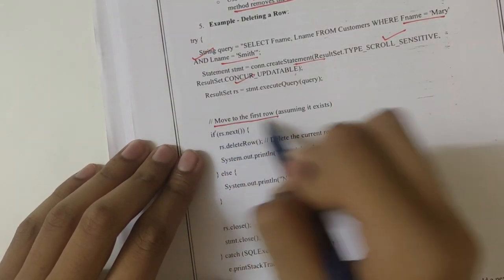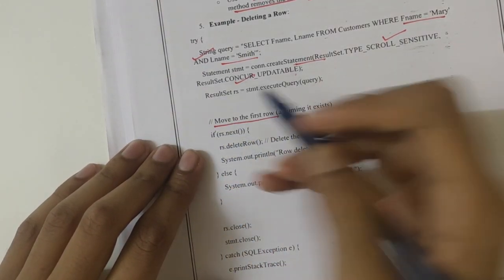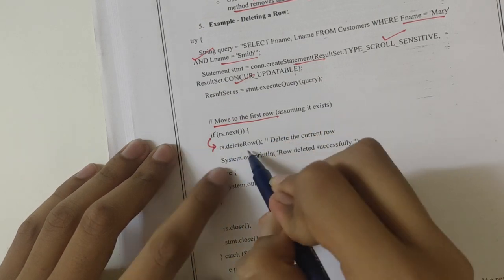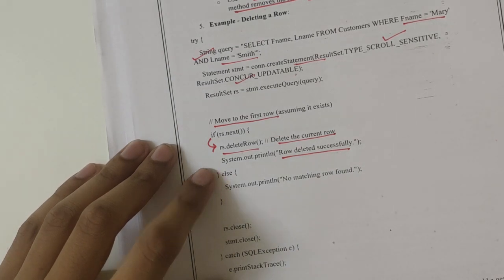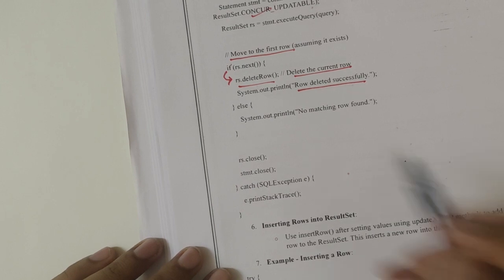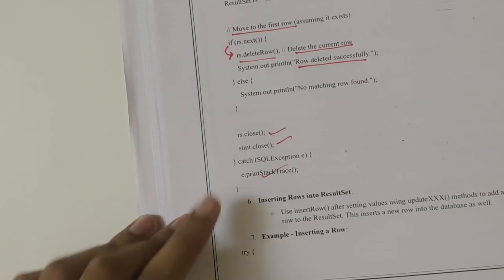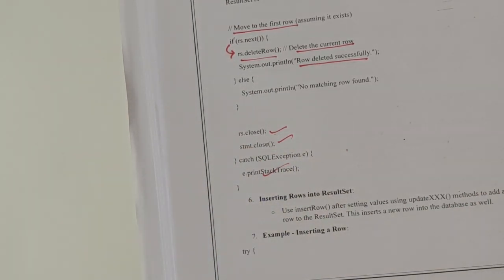If we move to the first row, assuming that it is there, then once you move to it, it should delete the current row and print row deleted successfully. That means we're just deleting the row, that's it. Or if no matching row is found, then you close the connection and go to the catch block. If any exception is occurring, just print the exception.